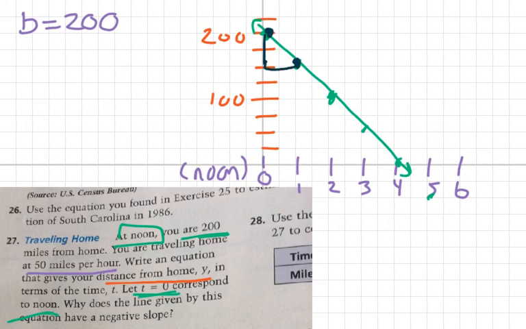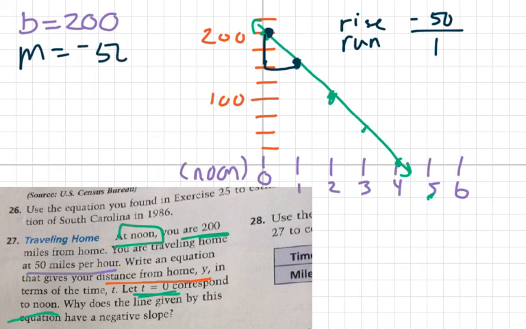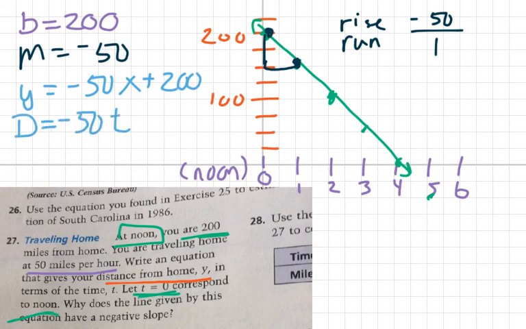You just want to make sure that you attend to the scaling. My rise is -50, not -2, because you have to remember what you're counting by. And my run is 1, again not 2, because you have to remember what you're counting by. And so my slope is -50, which means that my equation is y equals -50x plus 200, or you could say distance from home is equal to -50 times your time plus the 200.